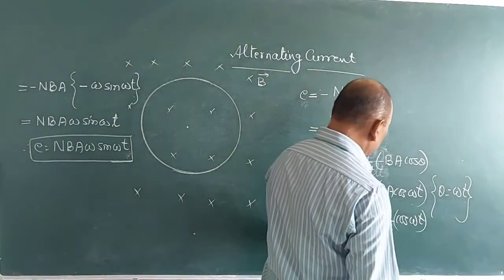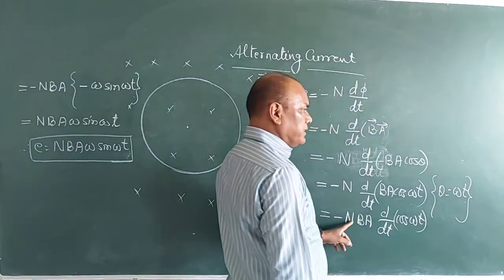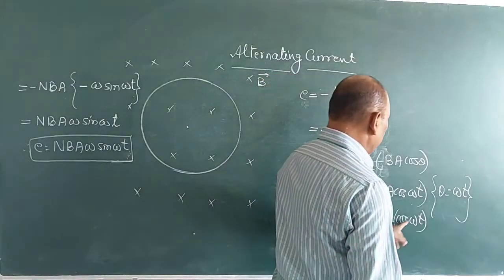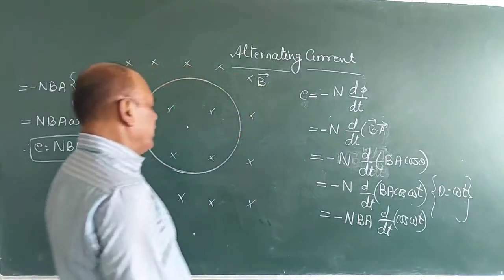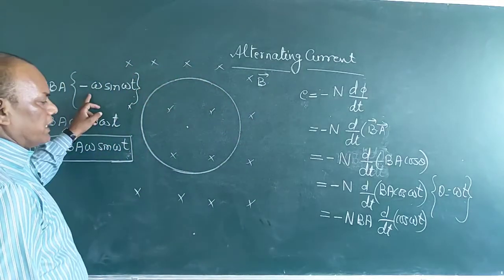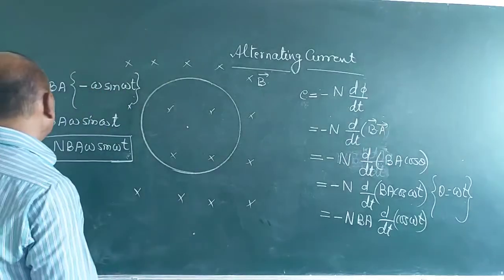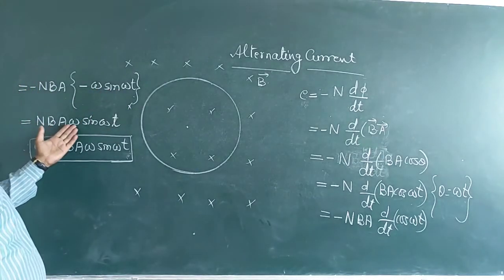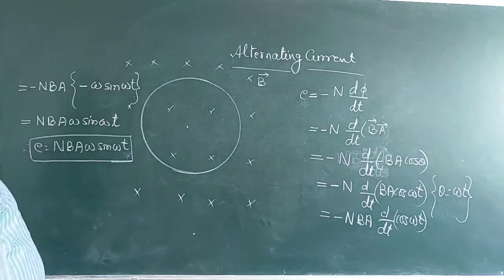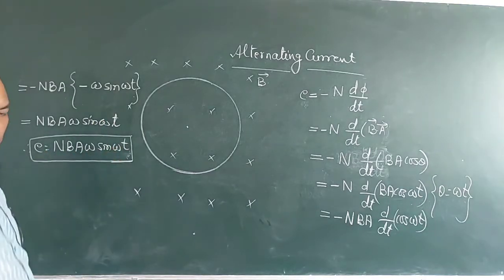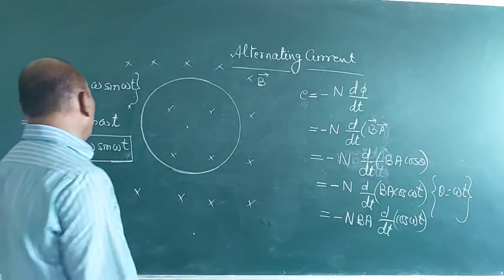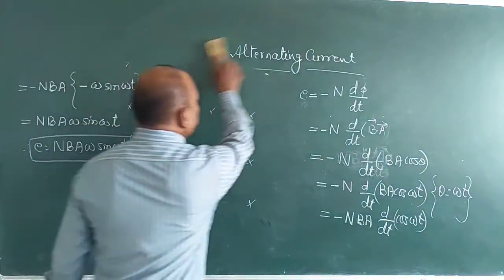So minus n BA, take it out because it is constant, d by dt of cos omega t. After differentiating with respect to the time t, we get minus omega sin omega t. So here it will become n BA omega sin omega t. Therefore, E is equal to n BA omega sin omega t.